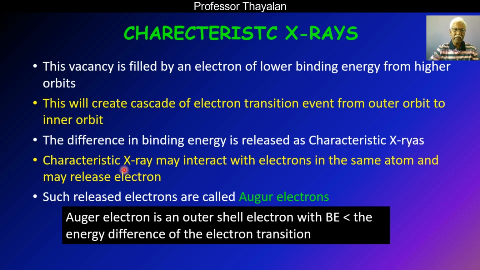Sometimes the characteristic X-rays may interact with an electron in the same atom and may release the electron. Such electron release is called Auger electron, after the scientist's name Auger. So what is Auger electron? Auger electron is an outer shell electron with binding energy less than the energy difference of the electron transition.